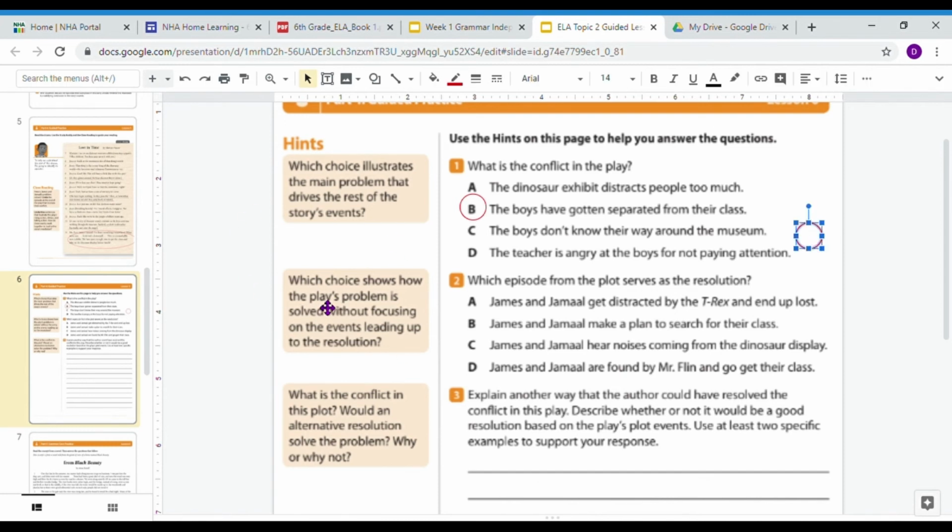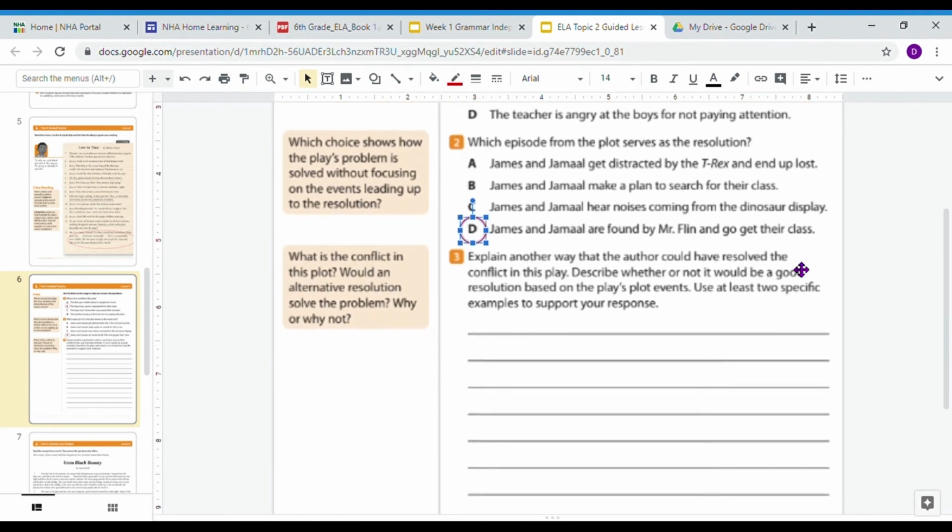If you need the hint over here, it says which choice shows how the play's problem is solved without focusing on the events that are leading up to it. So that correct answer is D, that they are found by Mr. Flynn. And number 3, our final question says, explain another way that the author could have resolved the conflict of this play. Describe whether or not it would be a good resolution based on the play's plot events. Use at least 2 specific examples to support your answer.